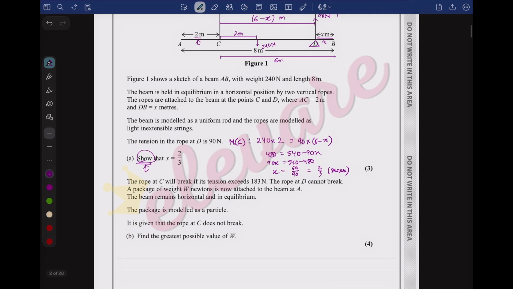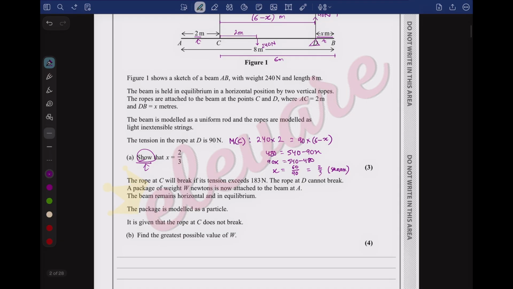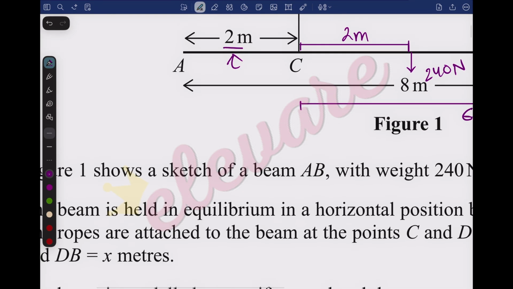Now, the rope at C will break if its tension exceeds 183 newtons. Okay, that is very important information. So the tension at C cannot exceed 183, and the rope at D cannot break. Okay, good to know. A package of weight W newtons is now attached to the beam at A. Okay, so we're going to label accordingly. We're going to show this W newtons of force at A.